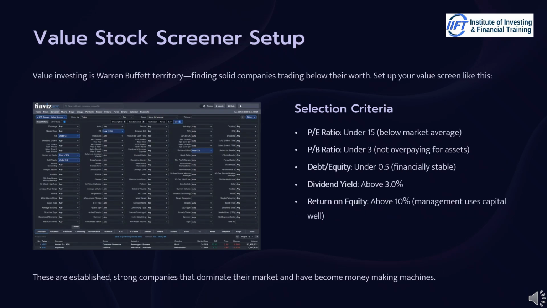Now this screen is a value screen setup that we've got. Value investing is Warren Buffett's style of investing. So you're finding solid companies trading below their net worth. This is the typical setup that we would have for a value screen. So we're looking for the price earnings ratio of under 15, which would suggest below market average. We're looking for a price to book ratio of under 3. So it means you're not overpaying for assets with price to book. The lower the value, the better.